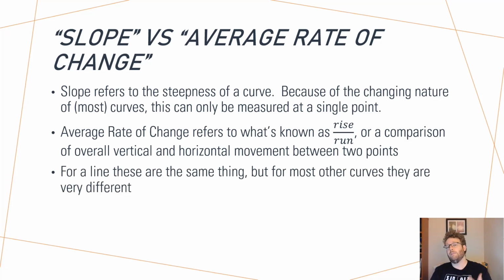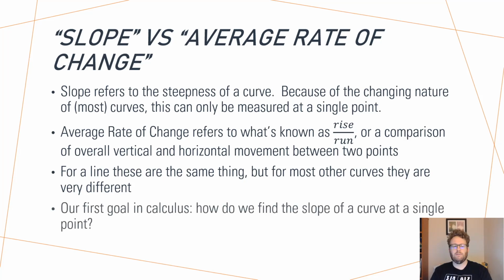So when we say slope, we're talking about steepness. Average rate of change is rise over run. And as we move forward, this brings up our first question of how do we find the slope of a curve at a single point? And that's what we'll be answering as we move forward.